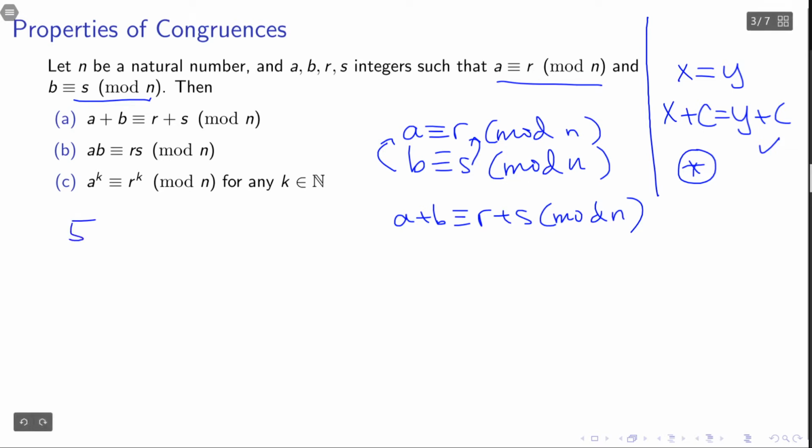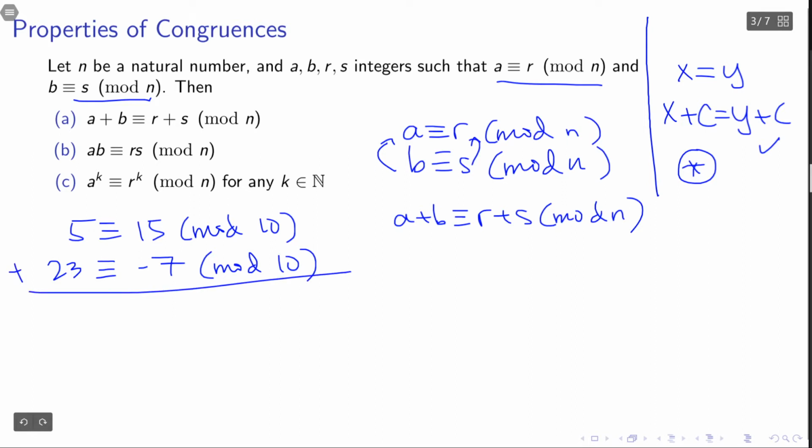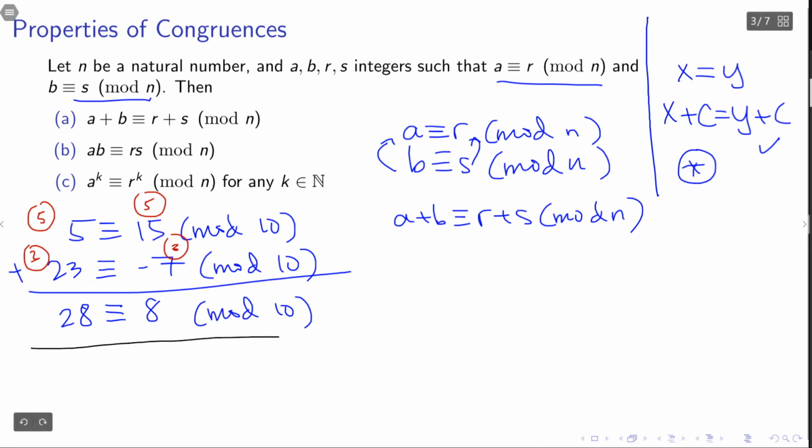So if you think about it, you could say 5 and 15 modulo 10 have the same remainder. They both have remainder 5. 23 and negative 7 also have the same remainder modulo 10. If you add them, what do you get? Well, again, since we only care about the remainders, it's pretty much the same thing as adding 5s here and 3s here. And we know that we're going to end up with something with the remainder 8. And we can check that. 5 plus 23 is 28. 15 plus negative 7 is 8 modulo 10. So it holds for this example, but how would we actually prove that it holds in general?